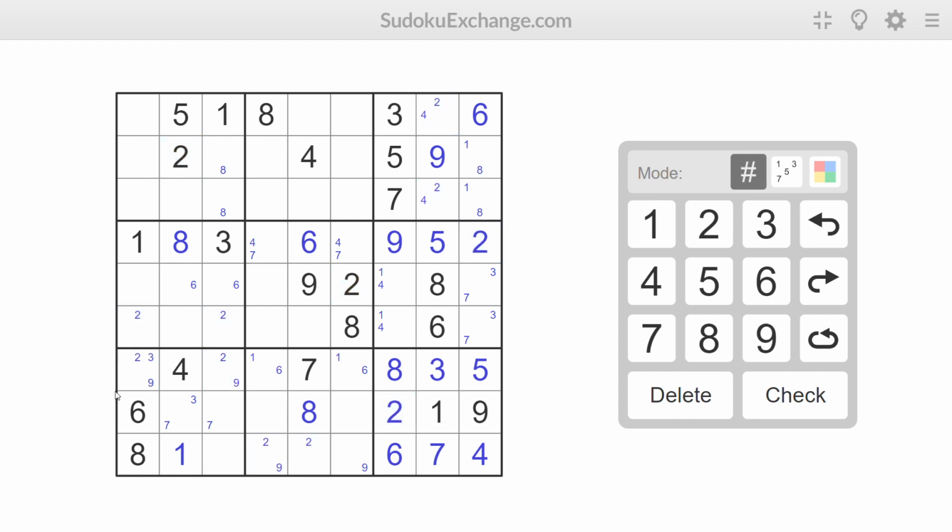which gives us a 2-9 pair here and a 2-9 pair here. So these 2 cells can only contain 2 and a 9 and nothing else. So we can eliminate a 3 from here, which gives us a 3 here, 7 here, and what's that, a 5 here. Yes, 5 in this row, 5 in this row.